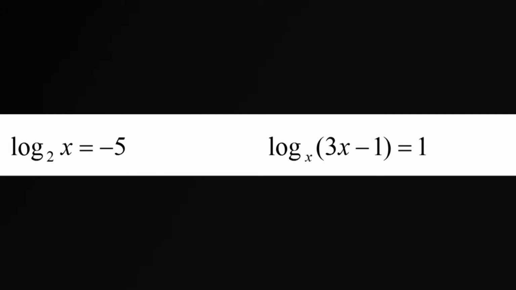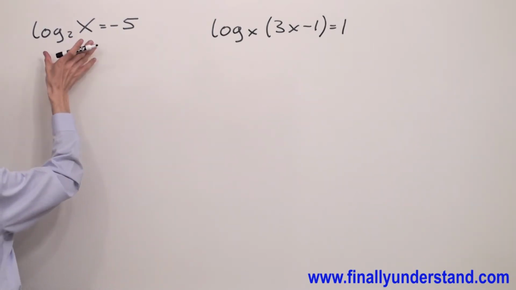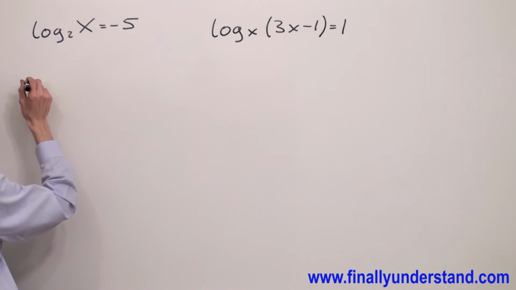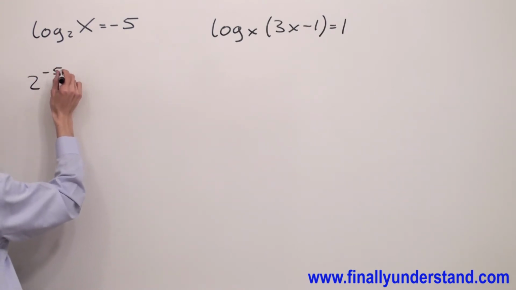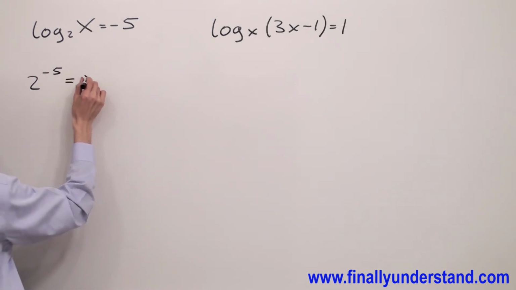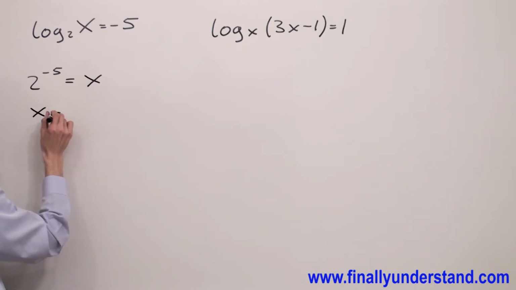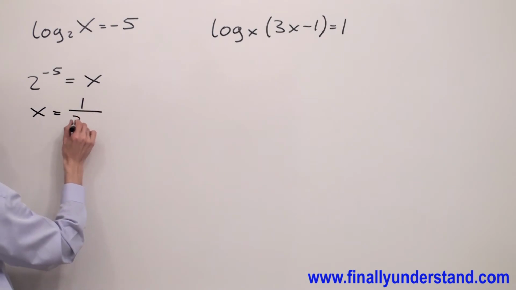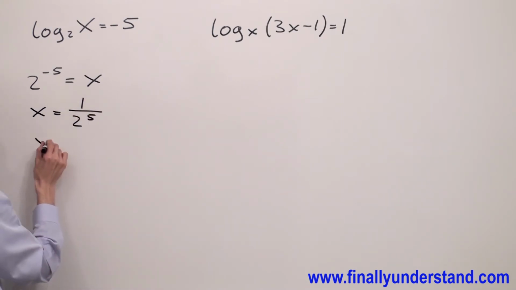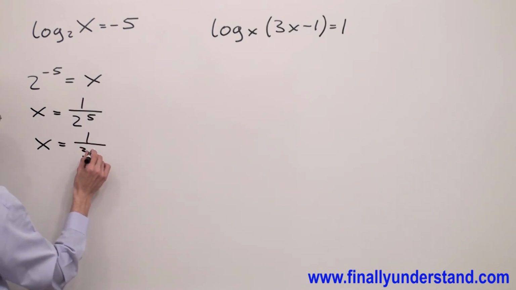Log base 2 of x is equal to -5. We have to find a value of x. I have to convert the logarithmic form to the exponential and simply write 2 to the power -5 is equal to x. I can rewrite this as x equals 1 over 2 to the 5th. And I have x equals 1 over 32.